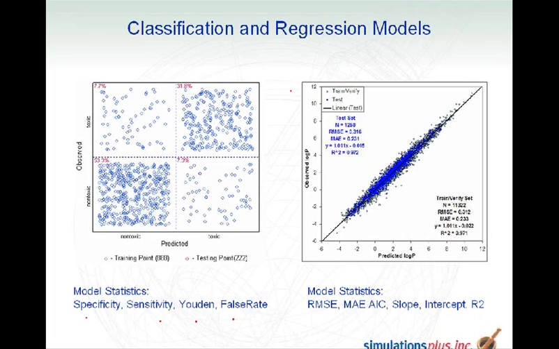Over on the right-hand side, we show an example of a regression model. Here we're trying to accurately predict the log P. Here are predictions on the x-axis, and as you can see, these fall on a line with slope close to 1. And we have a very large test set in this case of over 12,000 compounds. The root mean square error is about 0.3 for both the training and the test sets, and we have a correlation coefficient of 0.97. Some other statistics are listed down here that we use to judge the model.